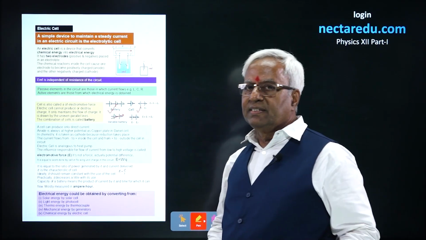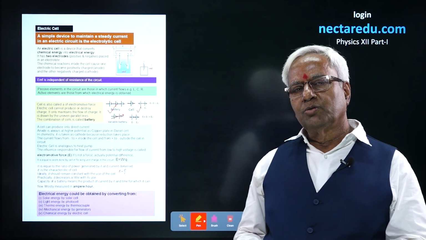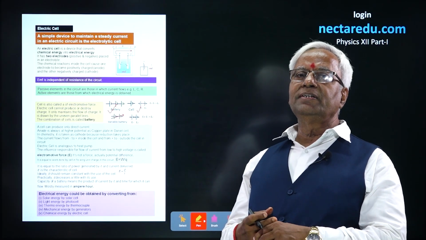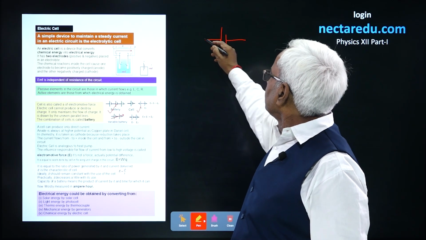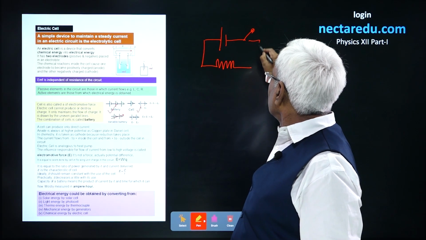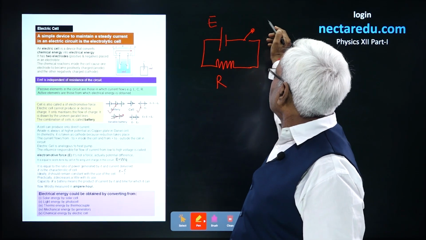Actually, we are preparing ourselves for studying circuits at length. Now we'll gradually switch over to complex circuits. But prior to that, you must know what a circuit is. Circuit, the best way of representing a circuit.